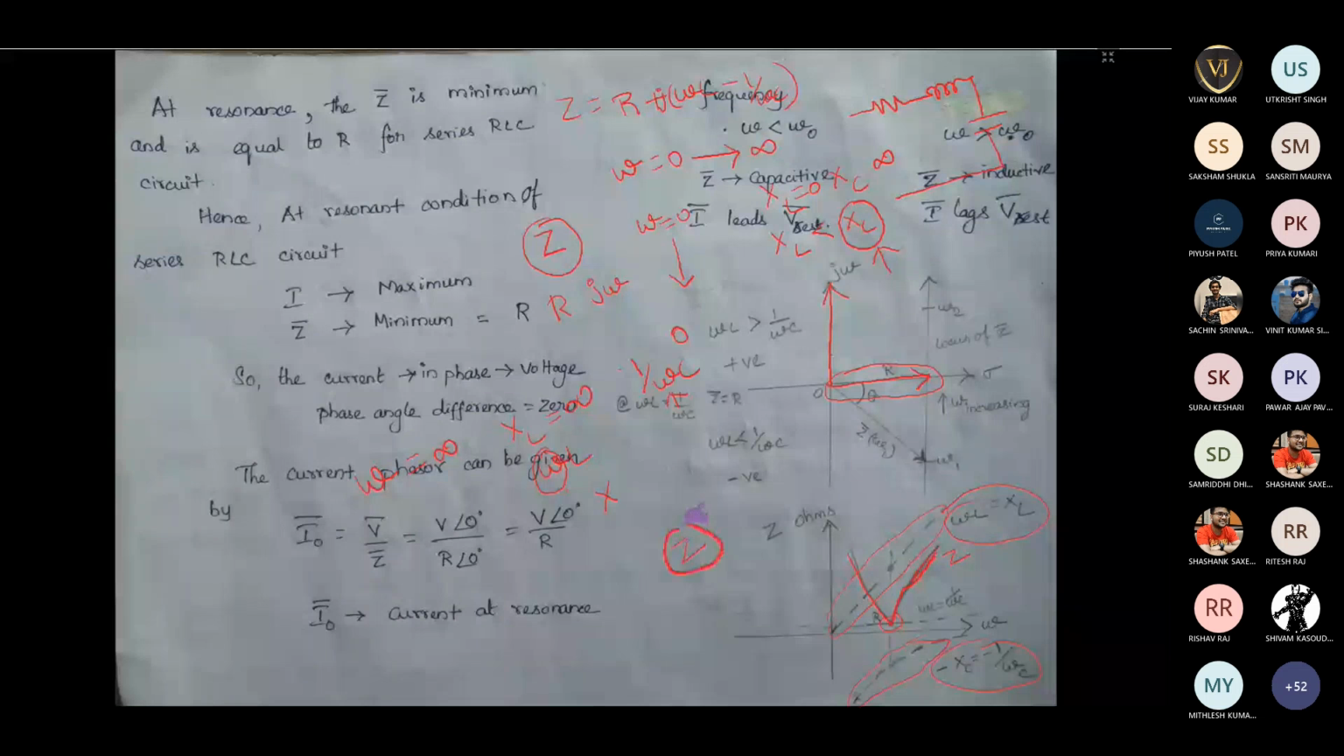Only one point to be noted here: if you plot the waveform, here, current versus omega, this is the resonant frequency. In this part, the circuit will be behaving like a capacitive circuit. After this part, it will be behaving like an inductive circuit. That is what I wanted to say from this circuit.